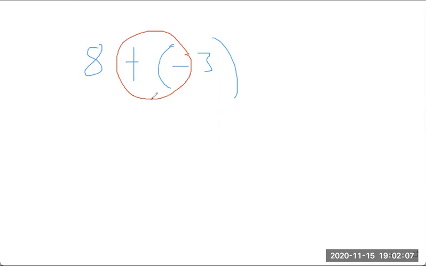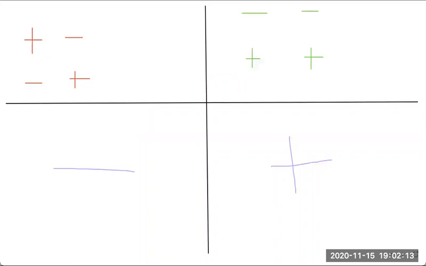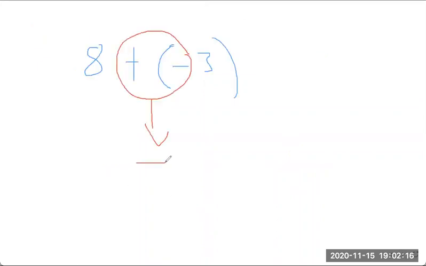One last example. Let's say we had this time 8 plus minus 3. Again, as you can see, these two are next to each other. And what does that mean? That means that they need to be changed into one symbol. A plus and a minus are unlike, and as we saw before, if they are unlike, they turn to a minus. So the question now reads 8 minus 3 equals 5. So this answer must also equal 5.